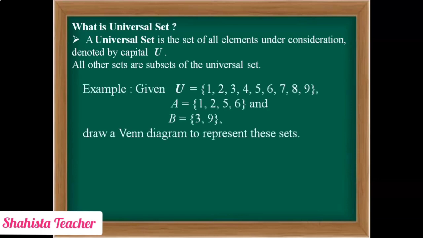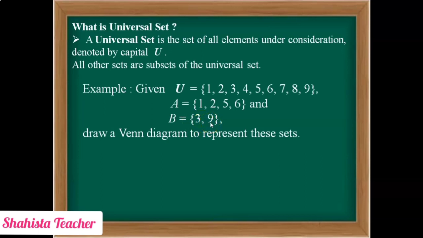Example: U stands for universal, U denotes universal. Here U is equal to curly bracket 1, 2, 3, 4, 5, 6, 7, 8, 9, close curly bracket. See, this is the universal set, and A is equal to curly bracket 1, 2, 5, 6. So A carries 4 elements, and B carries 2 elements, that is 3 and 9.